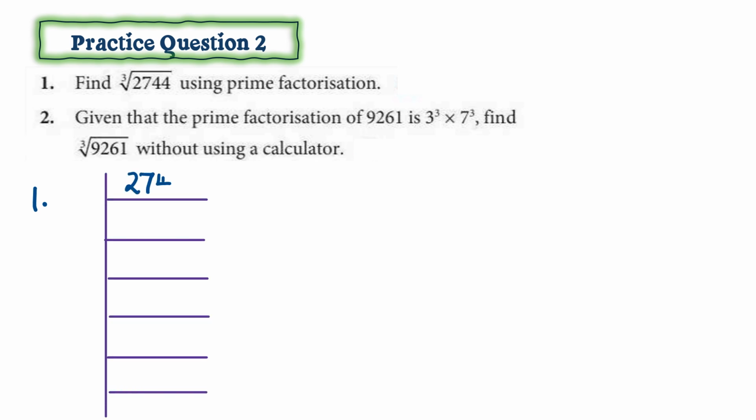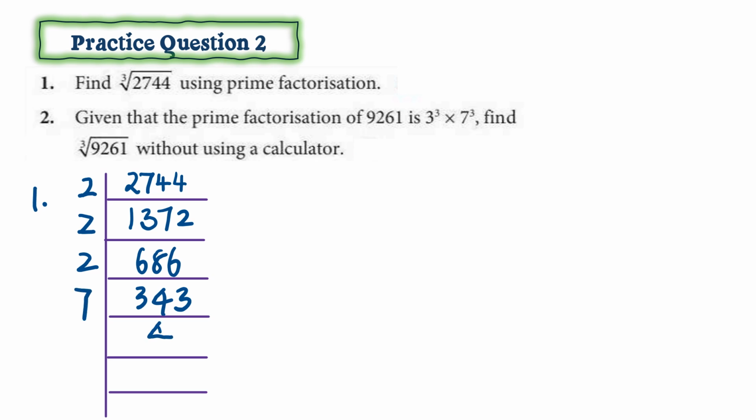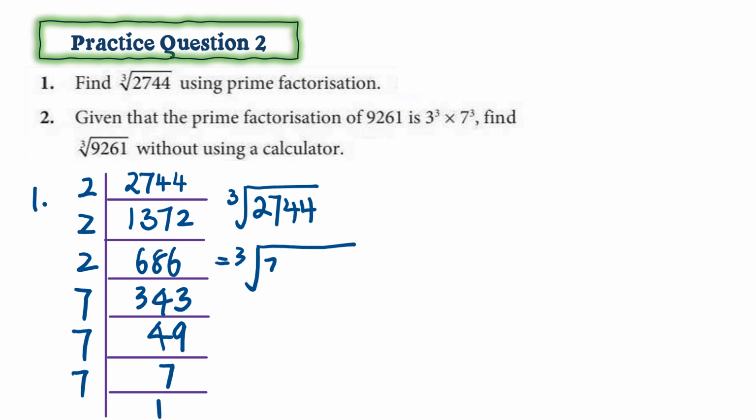So 2744 is divisible by 2. That gives you 1372. Divisible by 2 again to give you 686. Divisible by 2 to get 343. So 343 is divisible by prime number 7. Gives you 49. So therefore, the prime factorization of 2744 will be 2 cubed times 7 cubed. And so the cube root of 2 cubed will be 2, and the cube root of 7 cubed will be 7. So that gives you 14. So that's how you do question 1.